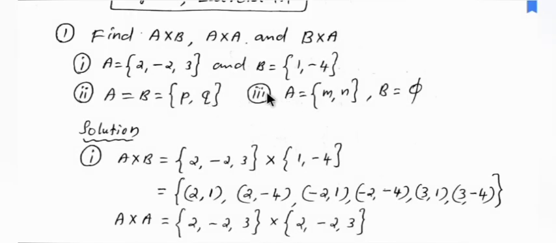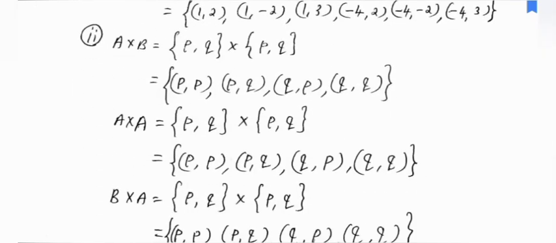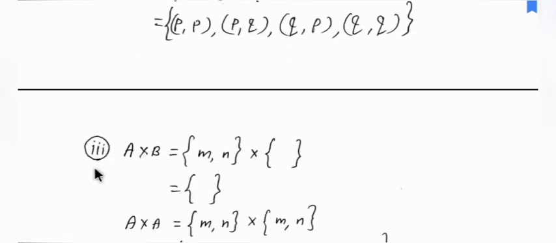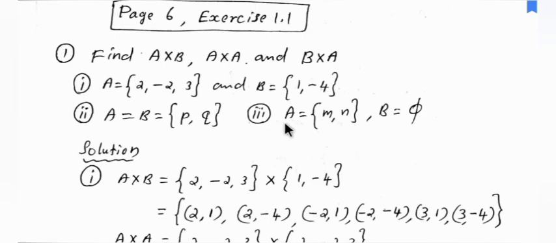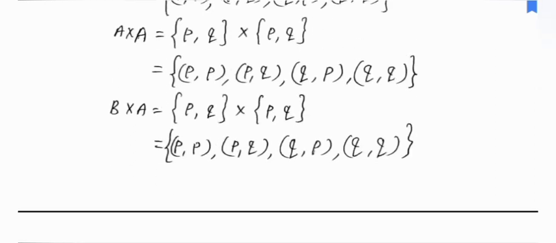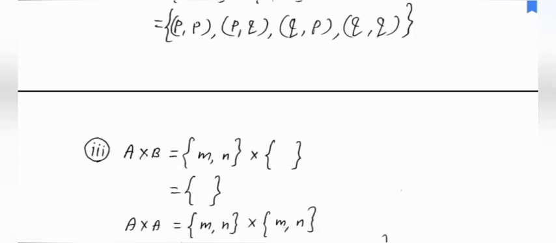Then the third one. First find A cross B. A cross B is equal to, first substitute the value of A. A is given, the set {M, N}. Then B is 5. 5 means null set. Therefore, we can substitute instead of B, the null set.